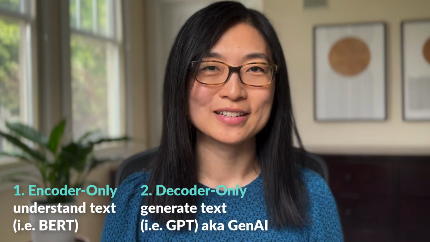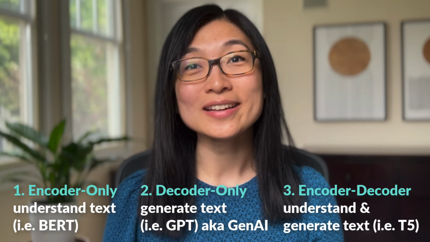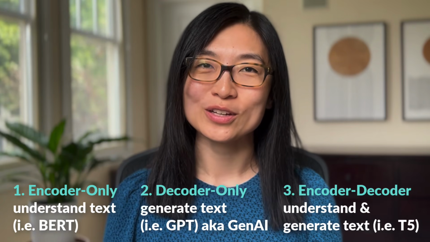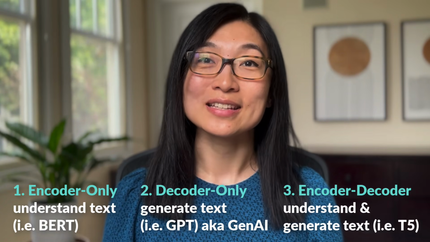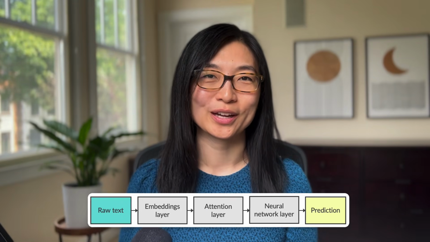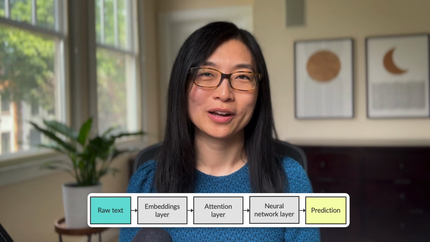create new text content. And third, you have encoder-decoder models, which are used to both understand and generate text. And these are used for things like translation or summarization. An example of this is the T5 model, which again was created by Google. And the common thread here is that all of these use the transformers architecture, but they're all structured slightly differently based on what task you're trying to accomplish.